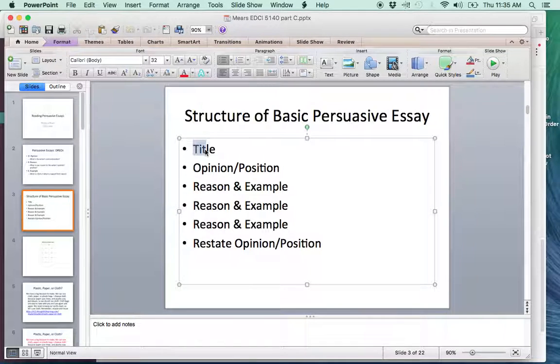Persuasive essays start with a title. They have an introduction or introductory statement that tells the writer's opinion or position. And typically they have 3 reasons and examples. Now, some persuasive essays will have 1 paragraph for each reason and examples. Other persuasive essays that are shorter, and if the author has less information, might have all 3 reasons in 1 paragraph. At the end of a persuasive essay, the author will restate his or her opinion or position.